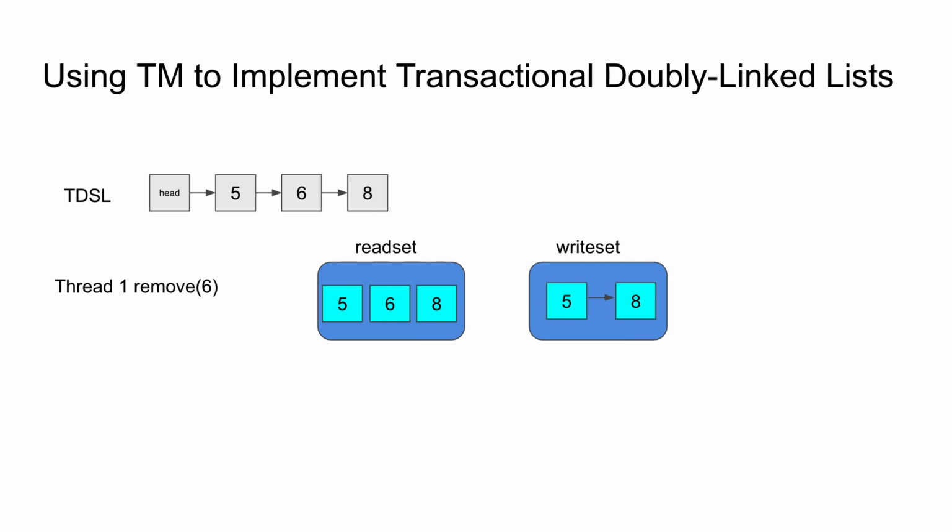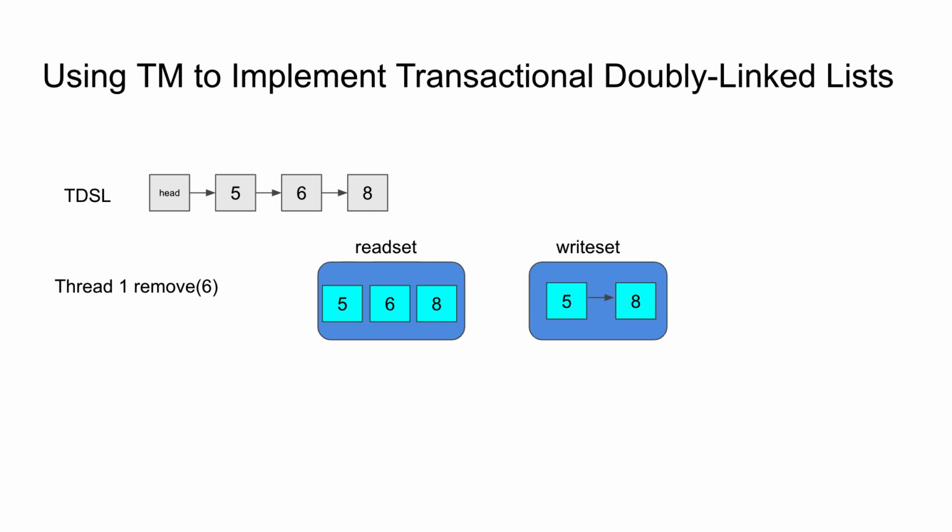TM simplifies reasoning about correctness. It naturally supports speculation and rollback for those cases where we need it. It can provide memory safety, so we don't have to rely on garbage collection. These slides illustrate a thread removing value 6 from a list. Since the operation is part of the larger transaction, we can't just remove the value right away. We have to wait until the transaction commits.